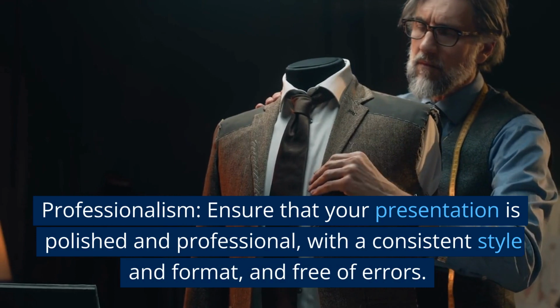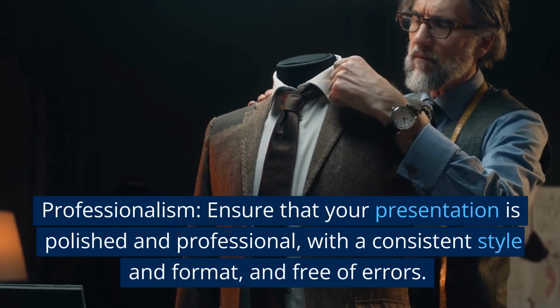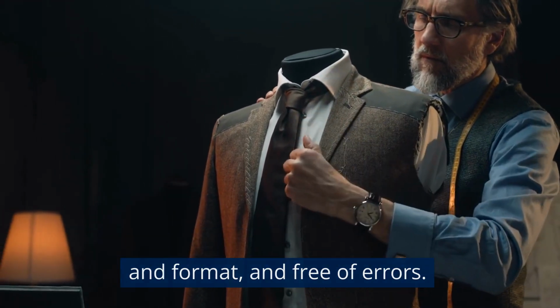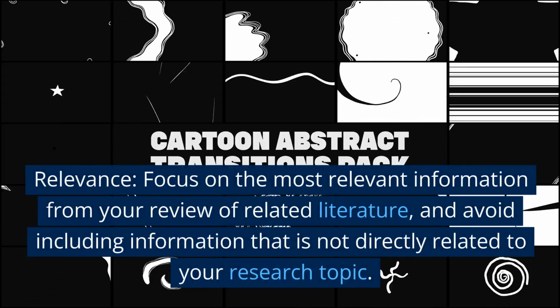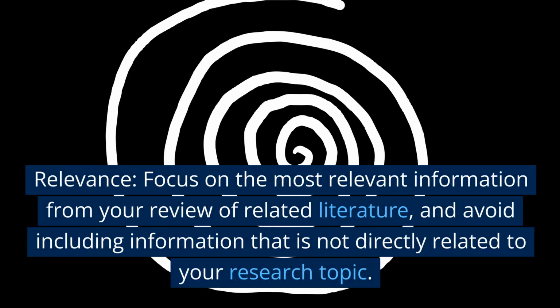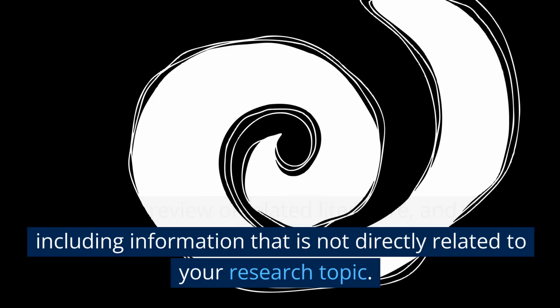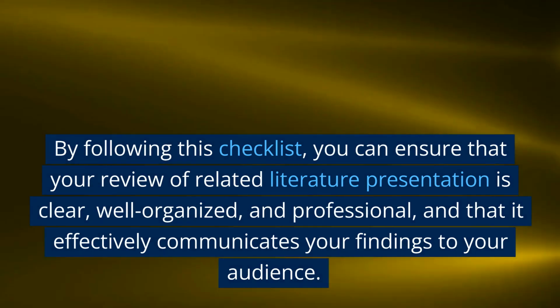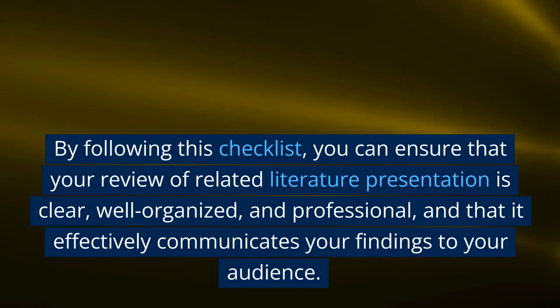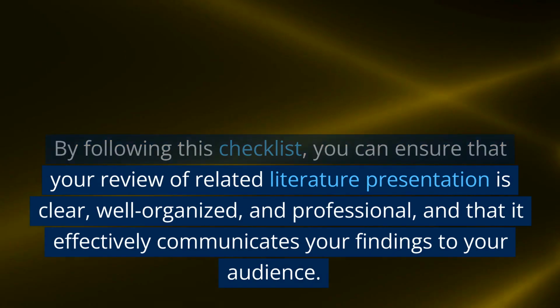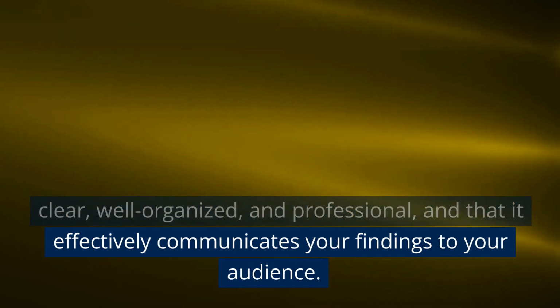Professionalism. Ensure that your presentation is polished and professional, with a consistent style and format, and free of errors. Relevance. Focus on the most relevant information from your review of related literature, and avoid including information that is not directly related to your research topic. By following this checklist, you can ensure that your review of related literature presentation is clear, well-organized, and professional, and that it effectively communicates your findings to your audience.